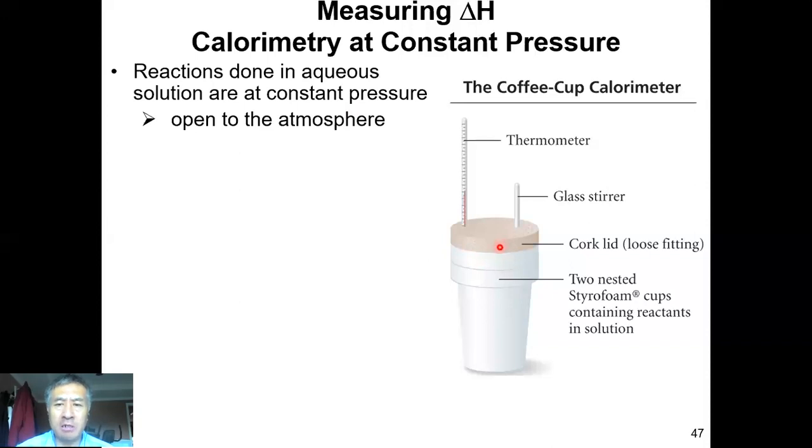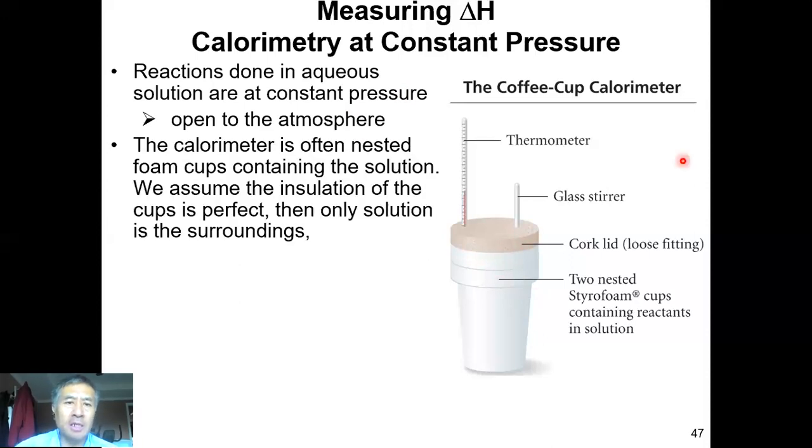So even though you have a lid, obviously your lid is not that well sealed, therefore the air can go in and out of this cup, which will be the main frame of our calorimeter. The calorimeter is often nested foam cups containing the solution in the second one. We assume the insulation of the cup is perfect, then only the solution is the surrounding. Therefore, we have Q reaction equals negative Q solution.